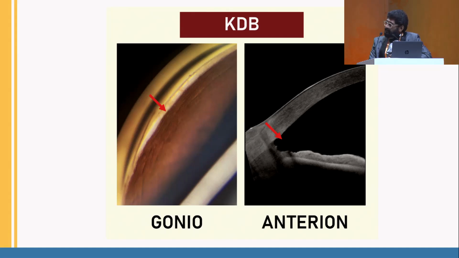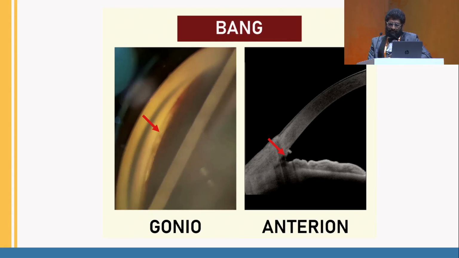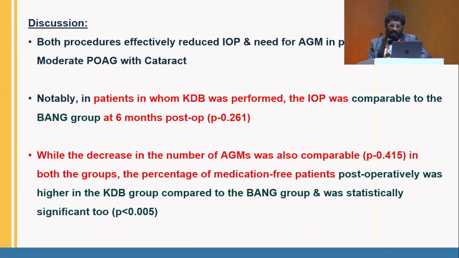So in KDB, on gonioscopy and Anterion after 1 month to 6 months, there was a clear W sign noted, whereas with BANG there were some remnants of trabecular meshwork. Both the procedures reduced the IOP and the need for AGM in patients with mild to moderate glaucoma. The IOP reduction was comparable, and the decrease in the number of AGMs was also comparable in both groups.